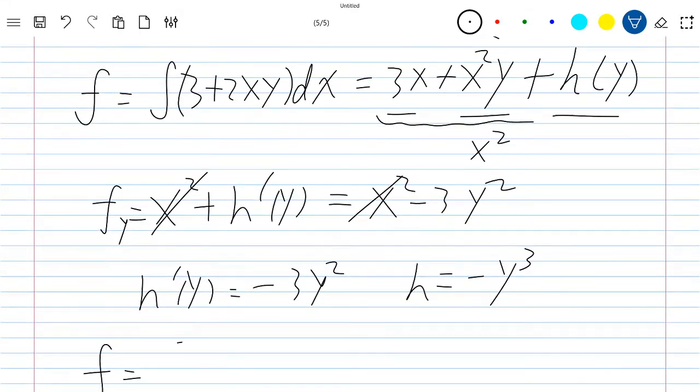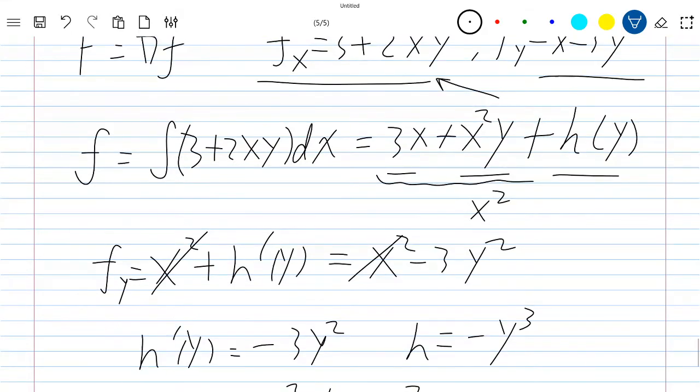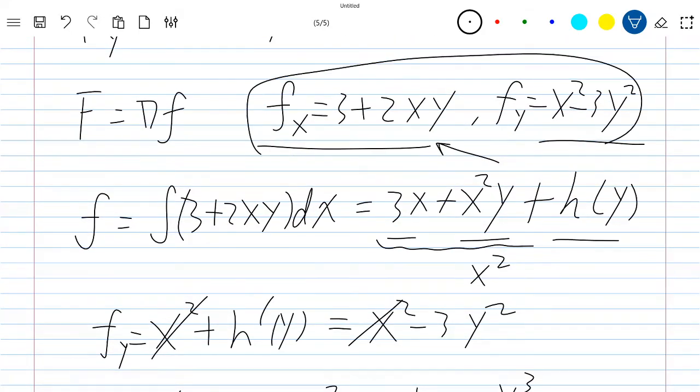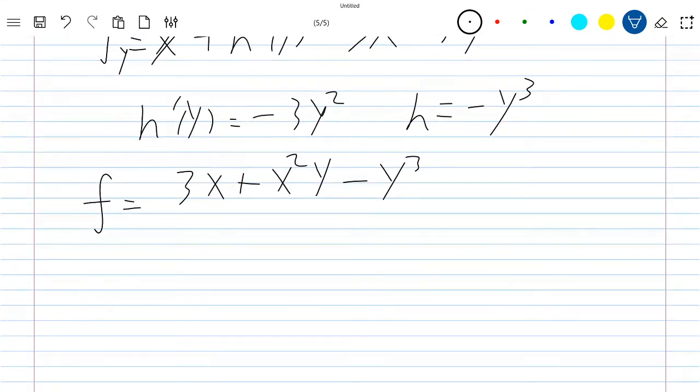Remember that? 3x plus x squared y. Now you just add your h, which is negative y cubed. Alright, so that's your f. You can see you can recover this f by just solving these two equations, instead of just integrating along some curve. That's equivalent, but this way is easier.